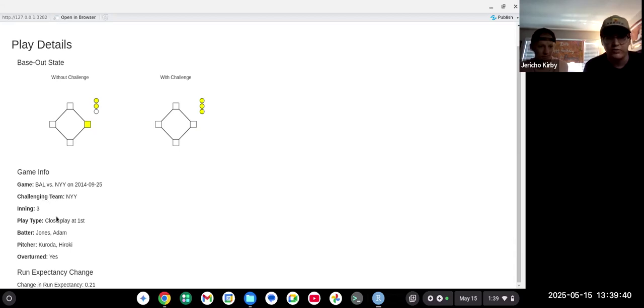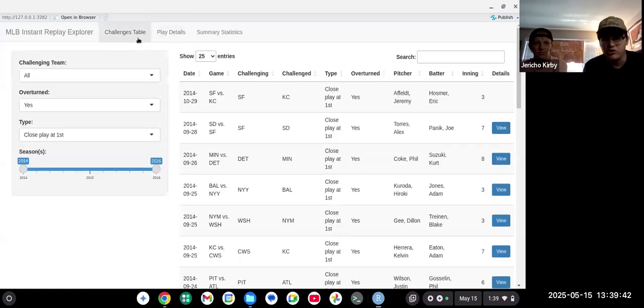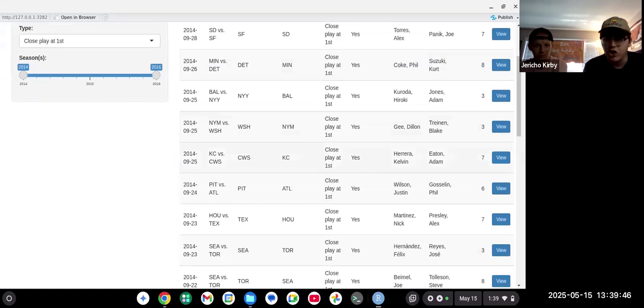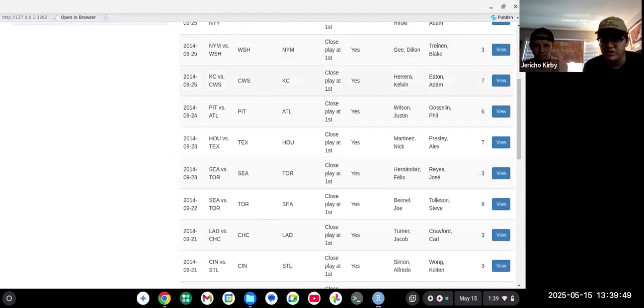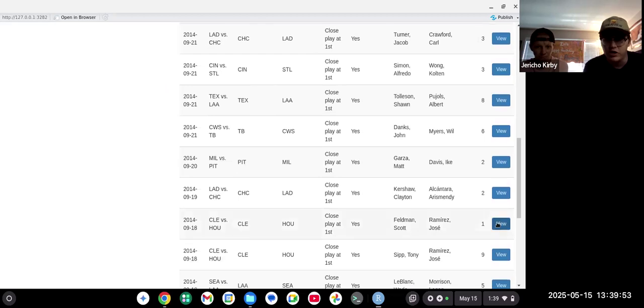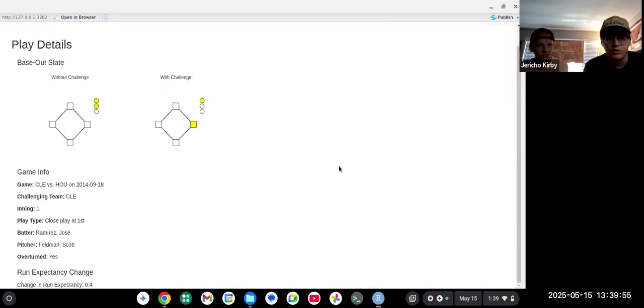On the other hand, we also have the other way, when a player is called out at first and then the offensive team challenges. We have a good example of that here with Jose Ramirez for the Cleveland baseball team. Without challenging, there's nobody on, two outs, as he was originally called out at first. With the challenge, he is a runner at first with one out, and he is safe. The change in run expectancy for that is 0.4.